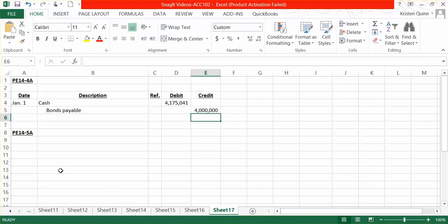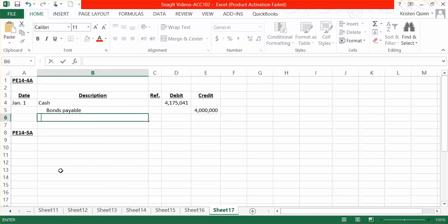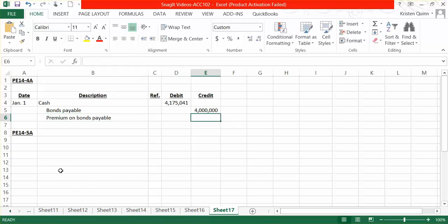When we compare what our liability is, the $4 million, to how much cash that we received, which is the $4,175,041, we know now that we have what we call a premium on bonds payable. We are receiving more money than what we have to pay back in 5 years. So we have a premium of $175,041.